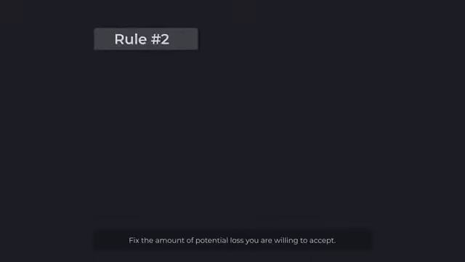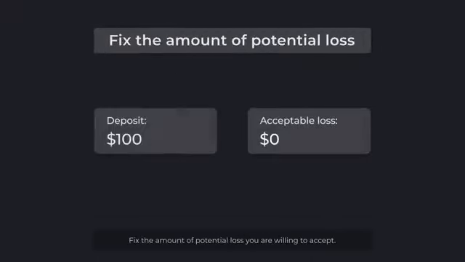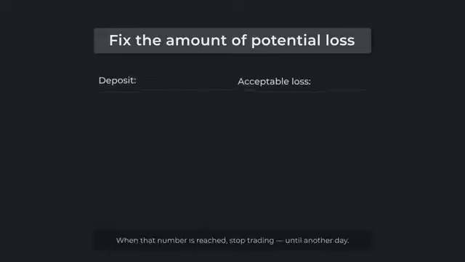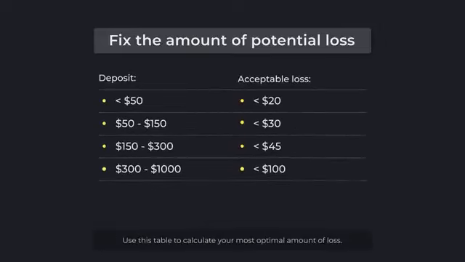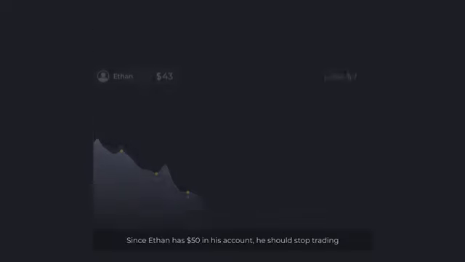Rule number 2. Fix the amount of potential loss you are willing to accept. Decide at the beginning of the day how much you are willing to lose that day if your trading doesn't go as planned. When that number is reached, stop trading until another day. Use this table to calculate your most optimal amount of loss.